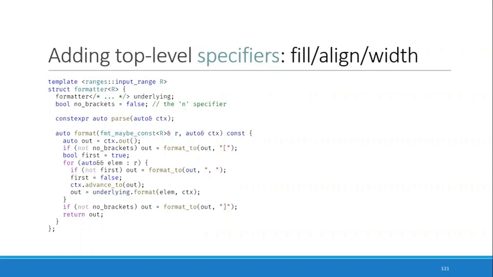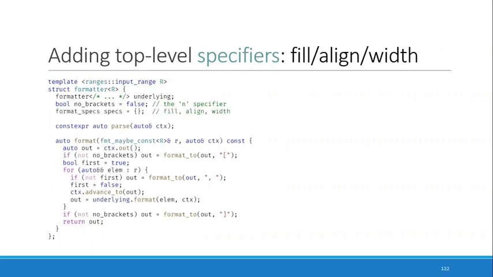Let's go on to fill, align, and width. Right. This is a pretty useful aspect of formatting. I personally use it all the time because you want to line stuff up. It's very nice. Unlike the no-bracket specifier, fill, align, and width are quite challenging to parse. So I'm going to skip that for a different reason, because I just don't want to show that code. But let's pretend we have it parsed. Right? We have this object format_specs, and it has all the information that we need of the fill, align, and width. Okay, so how do we use it?